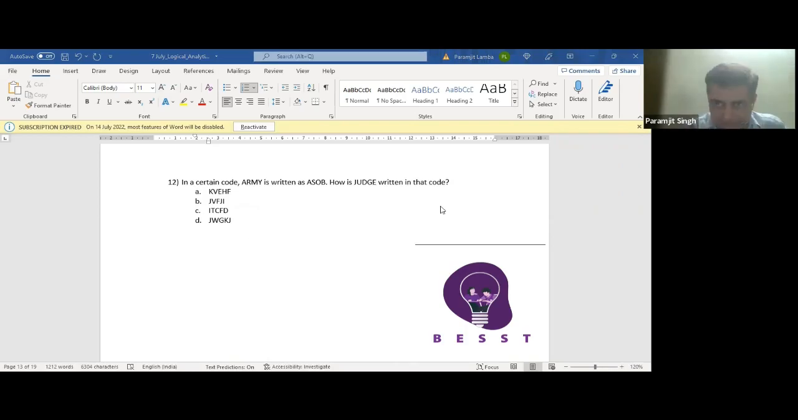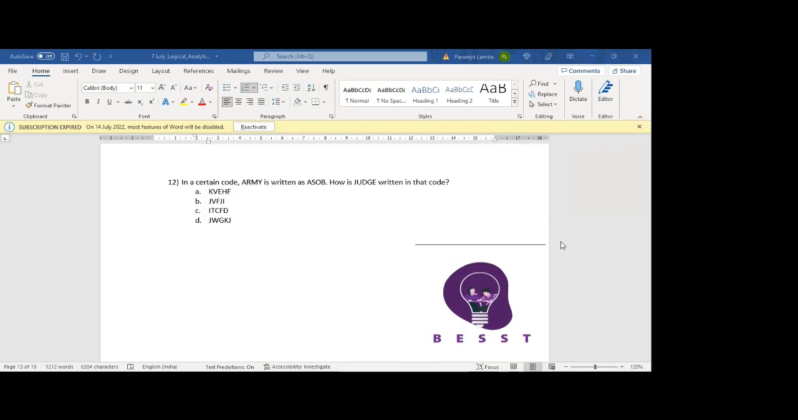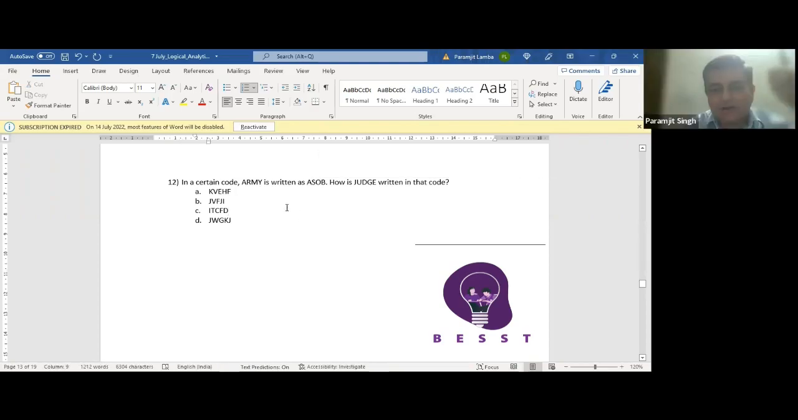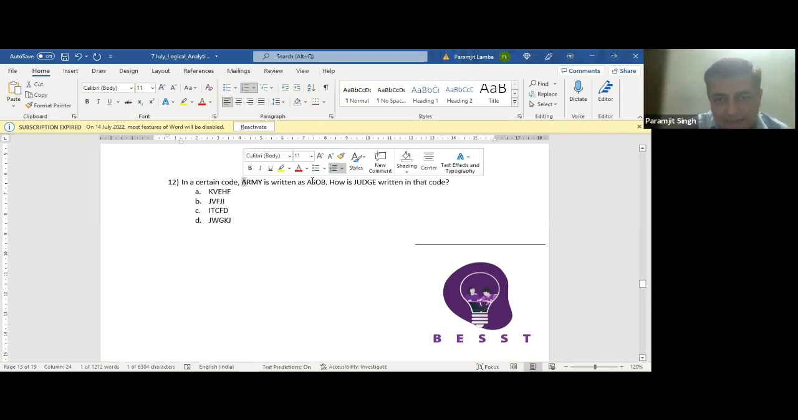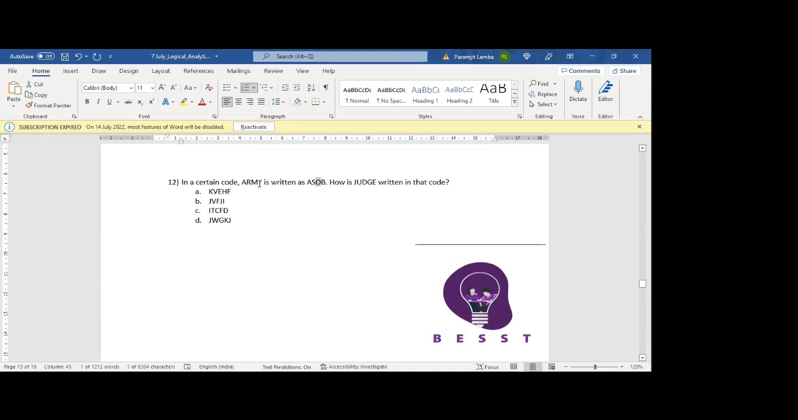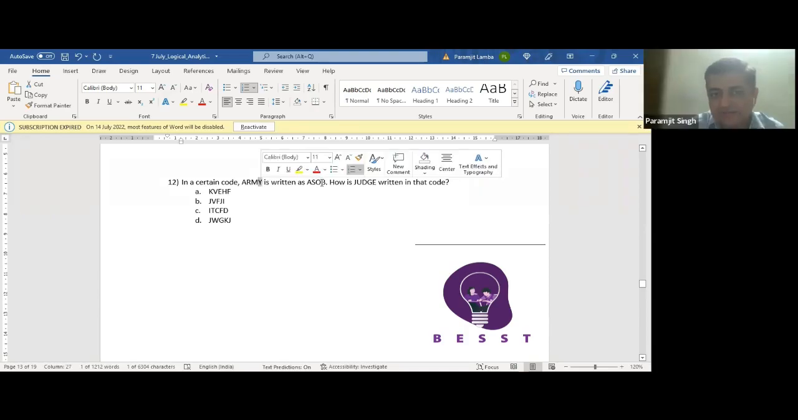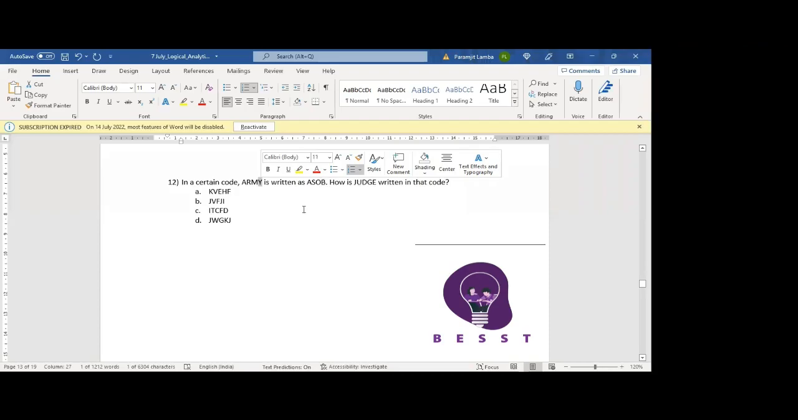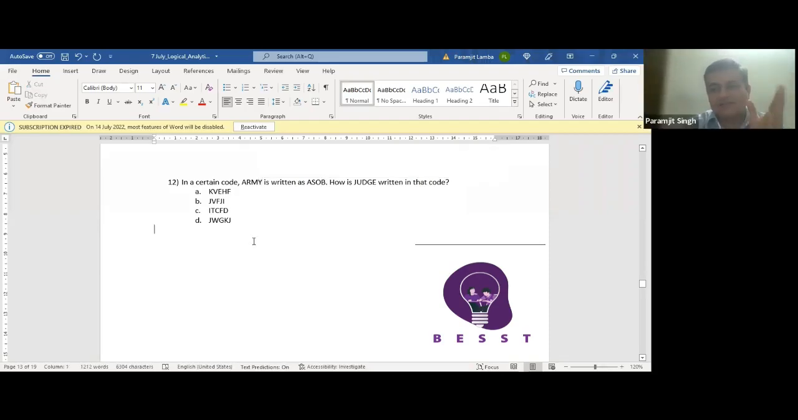Should be relatively easy, but we never know. Okay. Shreya says B. Shreya, can you explain why you chose B? Because in army, we can see the code as A as it is written, then R becomes S, M becomes O, and Y should be +3, which is Y, Z, A, and B. So it is 0, 1, 2, 3.